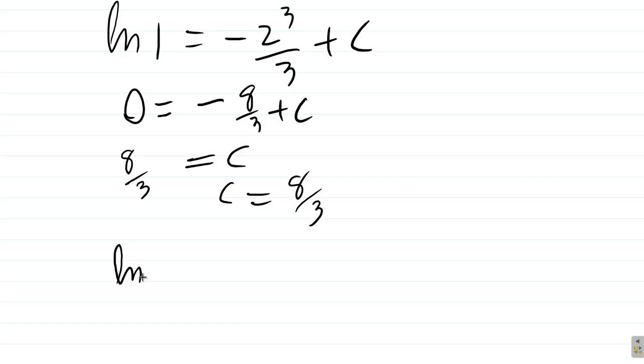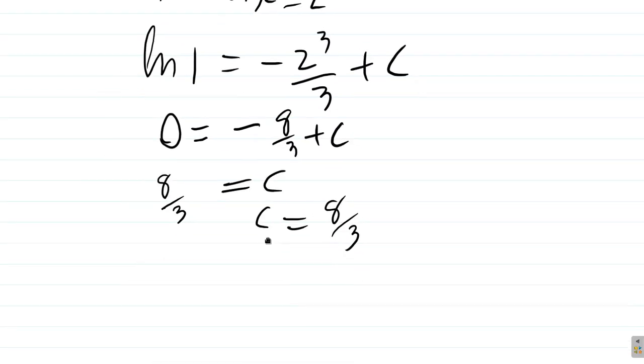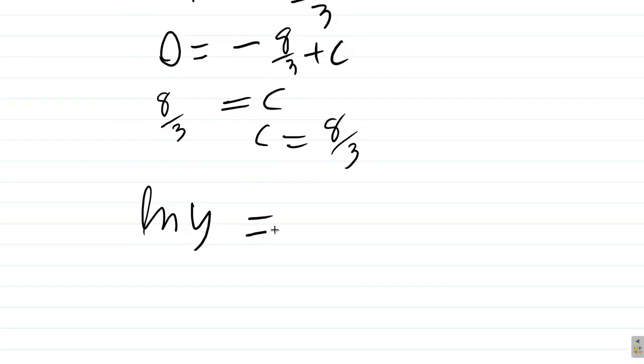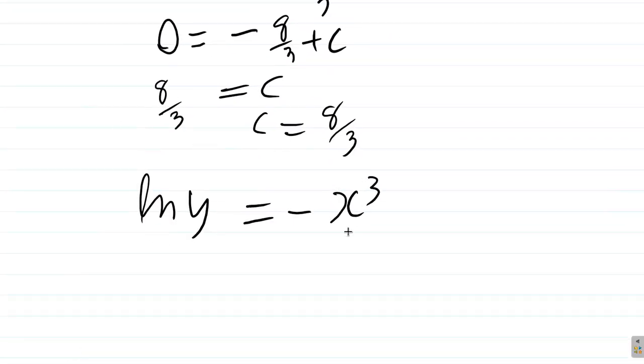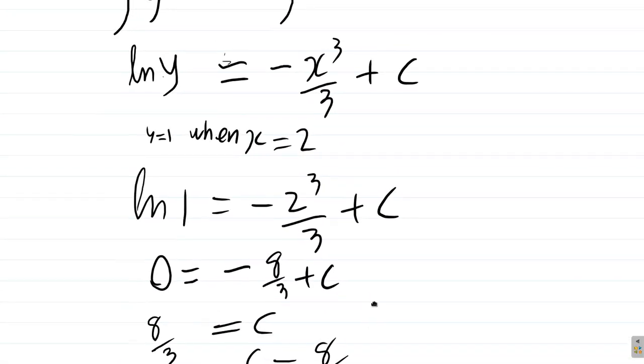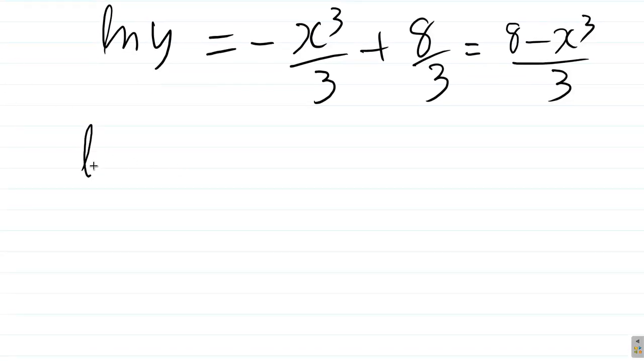So we can rewrite this as ln 1 is equal to negative, oh my, why am I writing ln 1? I should scroll up for ln y. So ln y is equal to negative x cubed divided by 3 plus 8 thirds. Alright, this is what we have. If you remember your fractions, you could see that we could write this as 8 minus x cubed over 3. So ln y is equal to (8 minus x cubed) divided by 3.